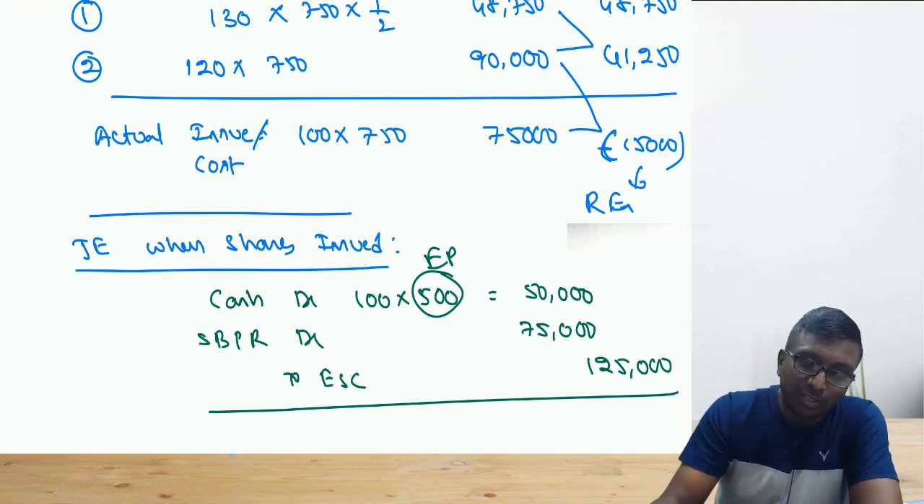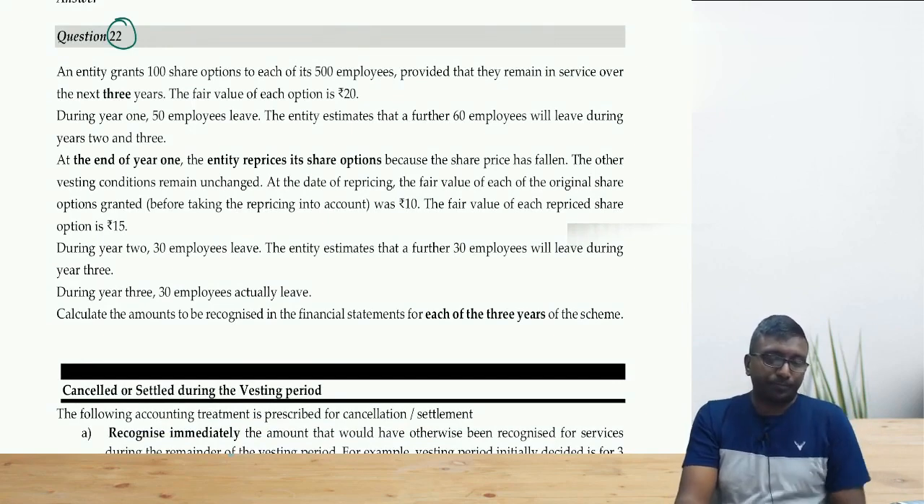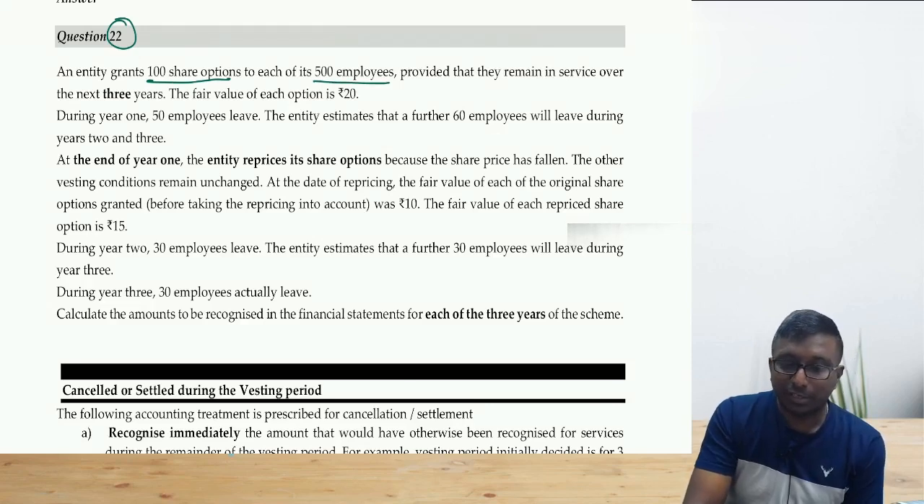Okay, let's go to the last sum of this topic. Question number 22. An entity grants 100 share options to each of its 500 employees, provided that they remain in service over a period of the next 3 years. The fair value of the option is equal to 20.